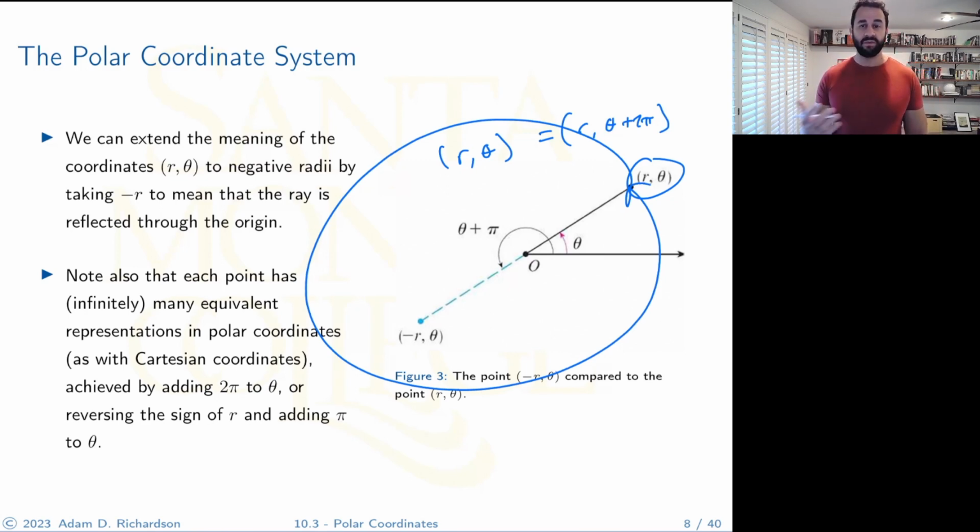So there are infinitely many representations of these points. You can also use negative radii to your advantage. So you could take a point over here and then reflect the radius so that you actually got this point over here. And we're going to see that in a minute too.